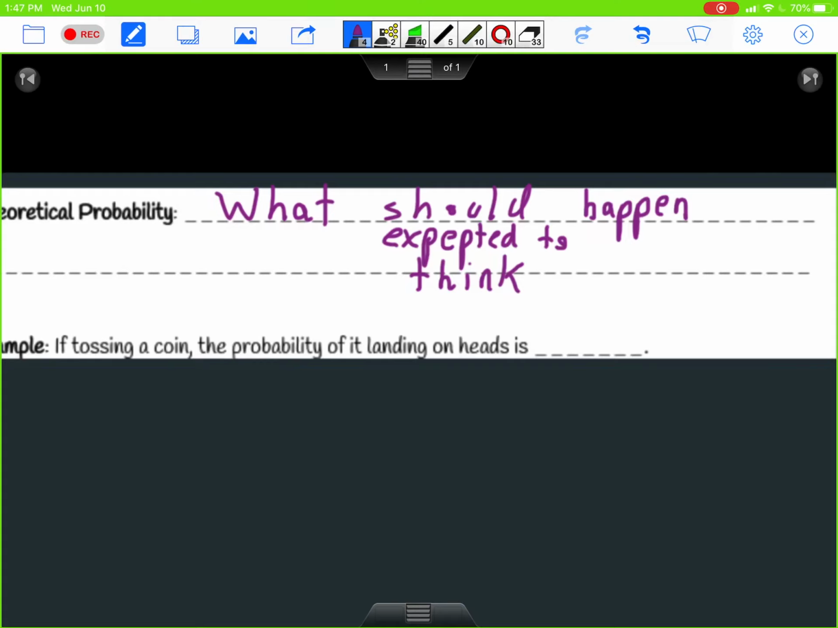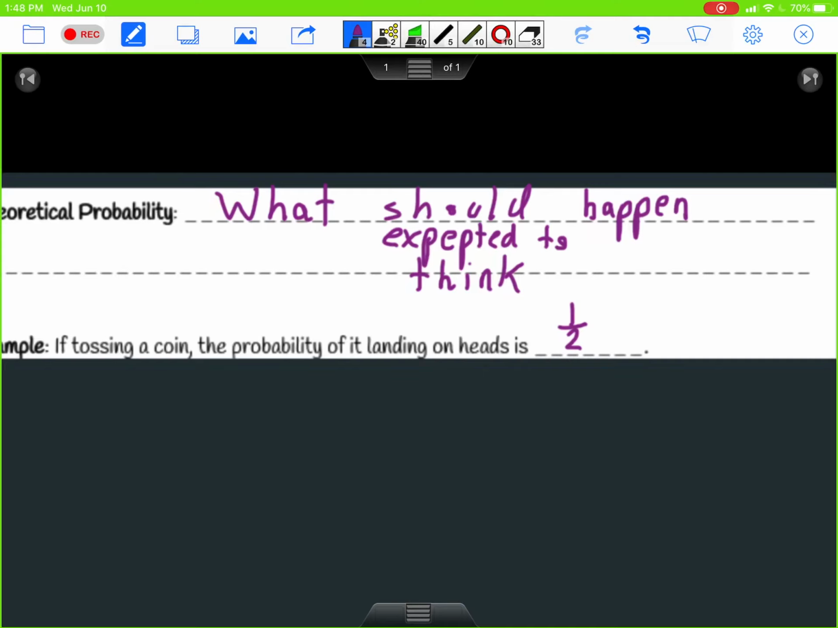Okay, so if I'm tossing the coin, like in our example here, most people would think that it will land on heads half the time because it's 50-50. So the probability would be 1/2. That's what it should be. But in reality, in the real world, probability is not what it's always supposed to be. And we'll learn about the experimental side tomorrow. But today we're only talking about what it should be.